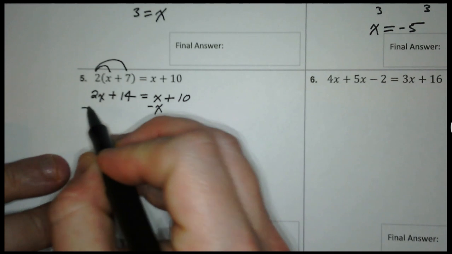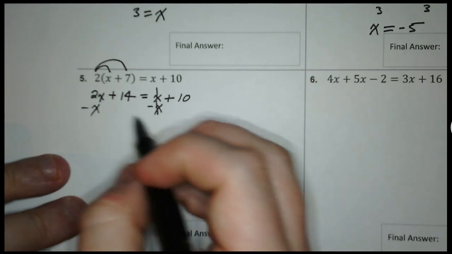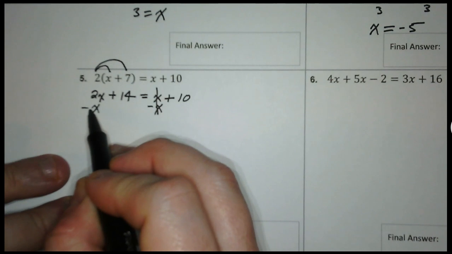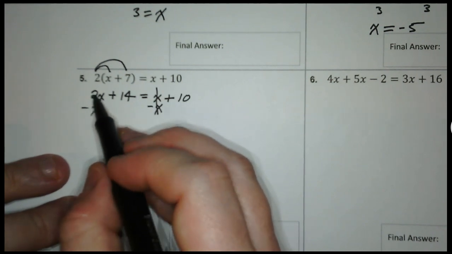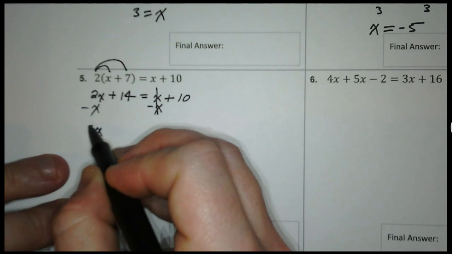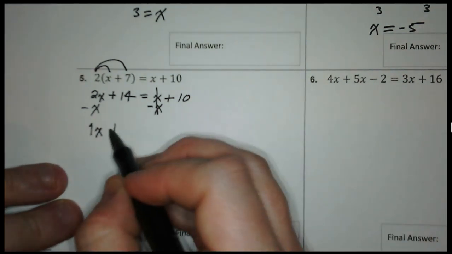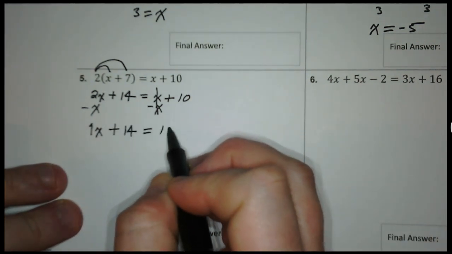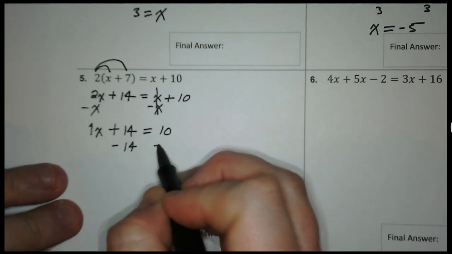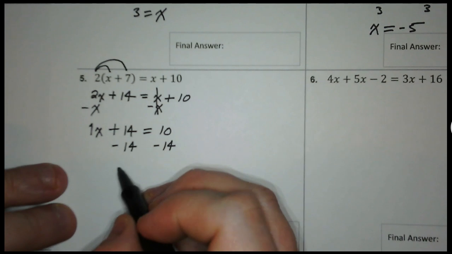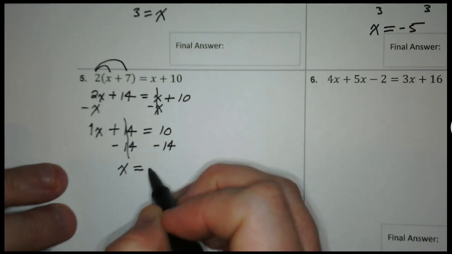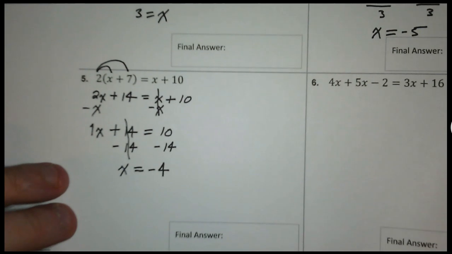Let's move that away from that side. So now over here, 2x minus x. Remember, this is like 1x minus 1x. So 2x minus 1x is 1x, which again is the same as just x. And really that's just x. We got to get it by itself now. Subtracting 14, and 10 minus 14 is negative 4.